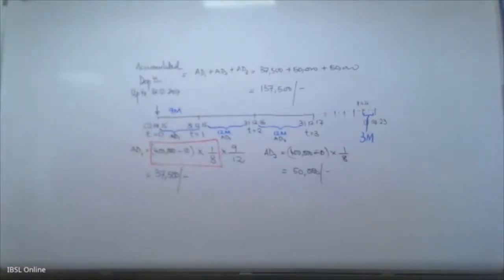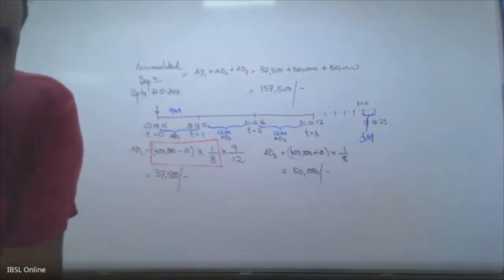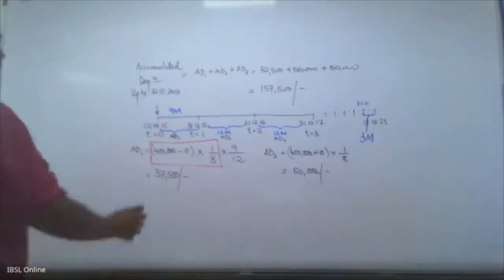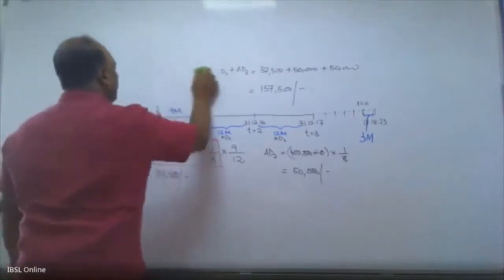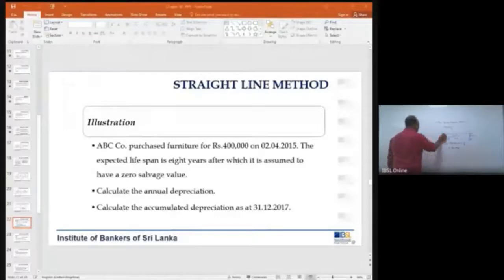So that is the straight line method, right? Now let's go to the second one, which is the reducing balance method. Read the question.